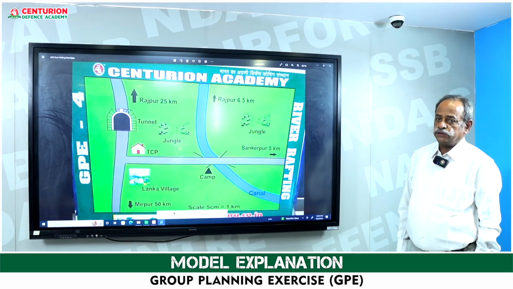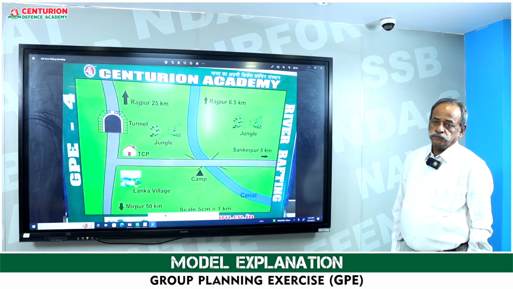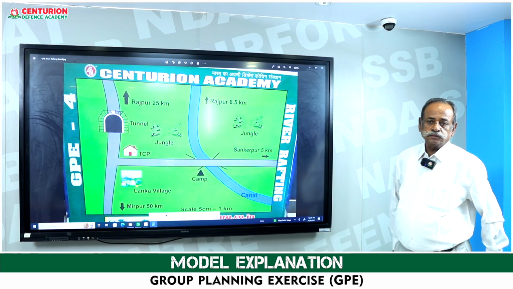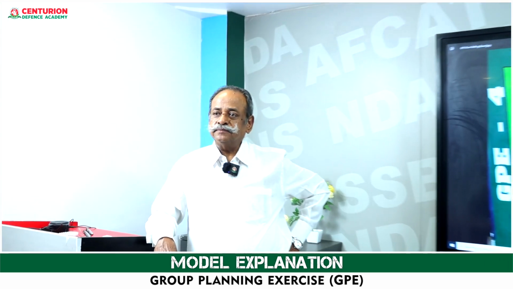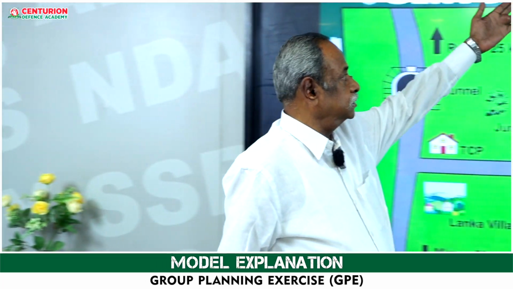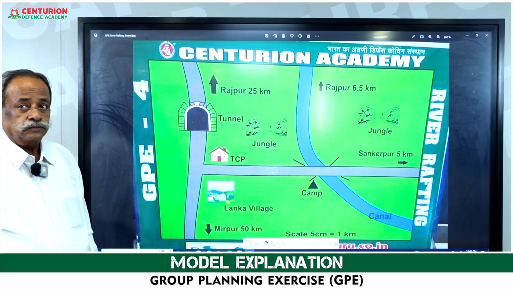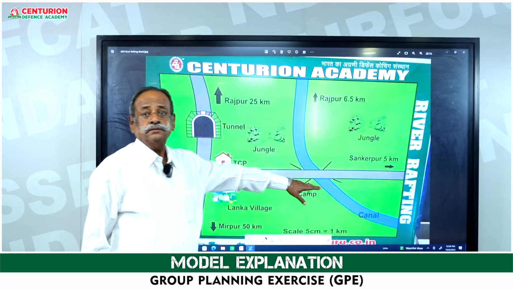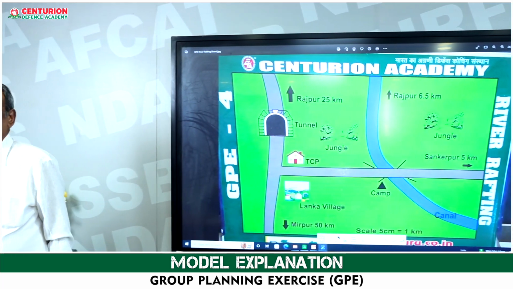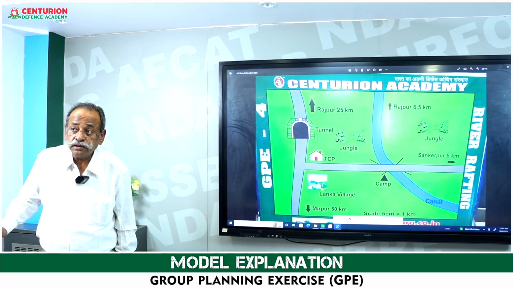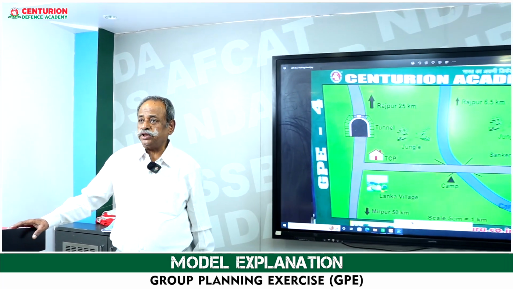One more thing is left out, the scale, which is 5 centimeter is equal to 1 kilometer. Anything left out? All clear? What is TCP? Army language, traffic check post. Okay? It's a canal shown in the blue color. This is the highway. This cross is the bridge. Anything left out? What is the scale, sir? Sorry? Scale. Yes, sir. 5 centimeter is equal to 1 kilometer.